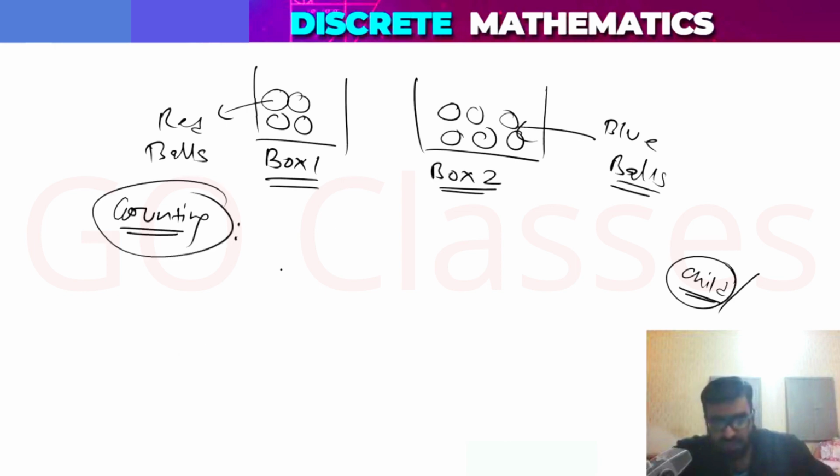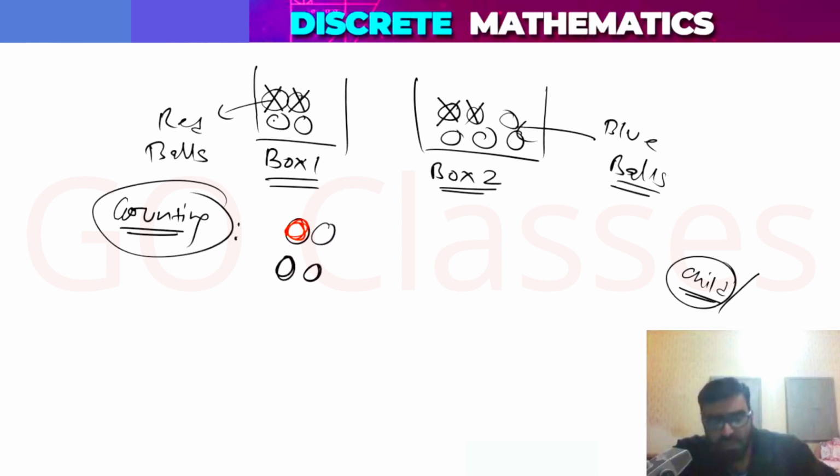The very basic thing you will do is take one red ball from box 1 and one blue ball from box 2, and put them away. So you removed one red ball and one blue ball. Then again you remove one red ball and one blue ball. Like this you will do. Actually this is what counting is.